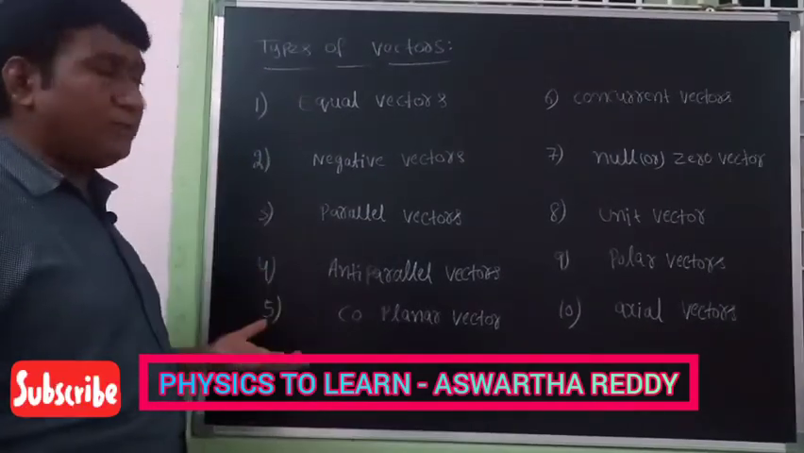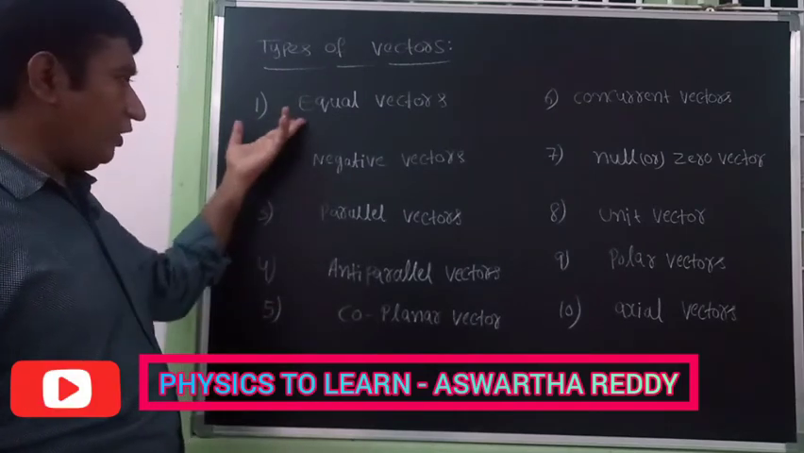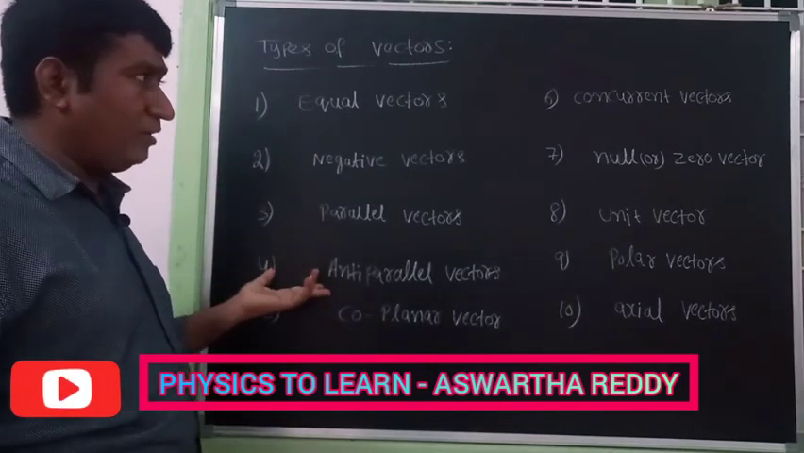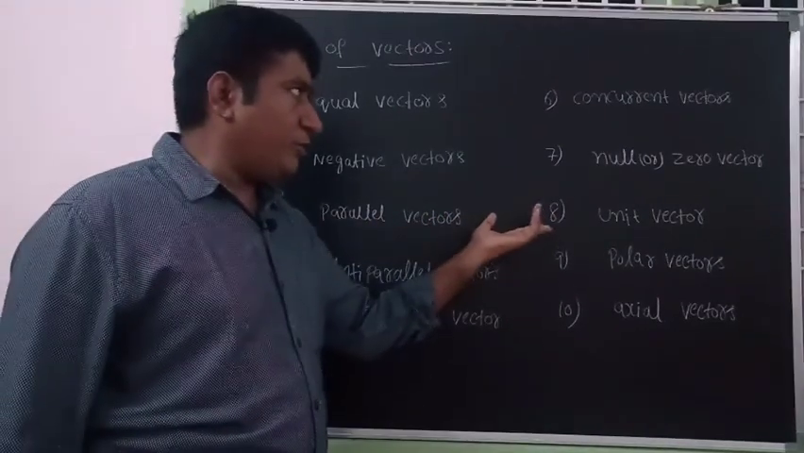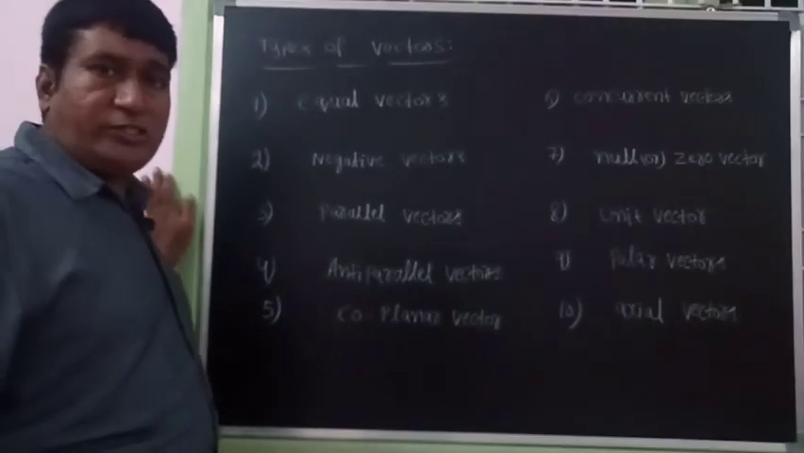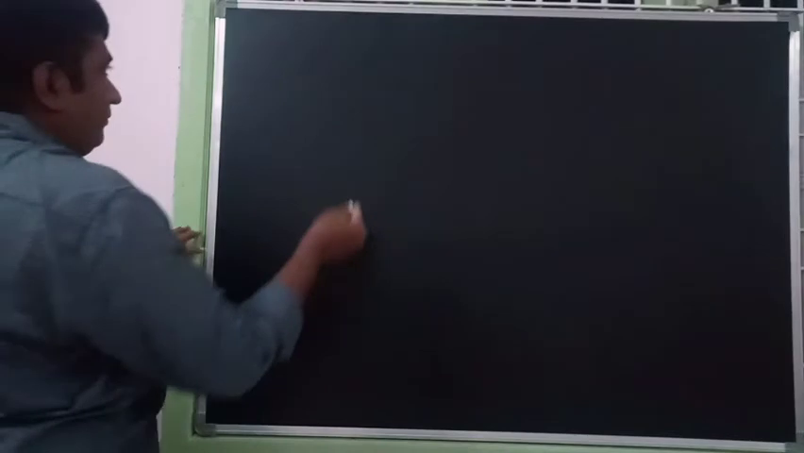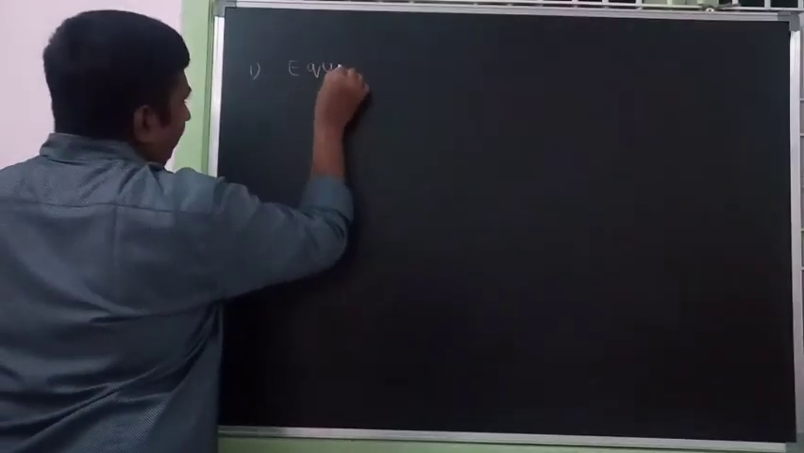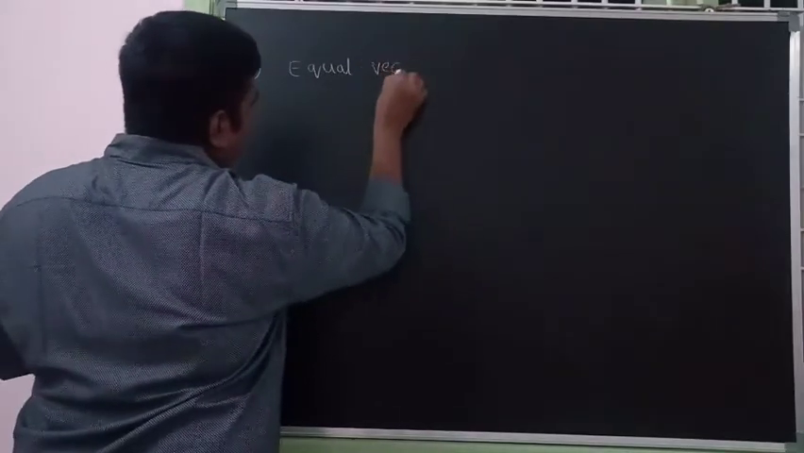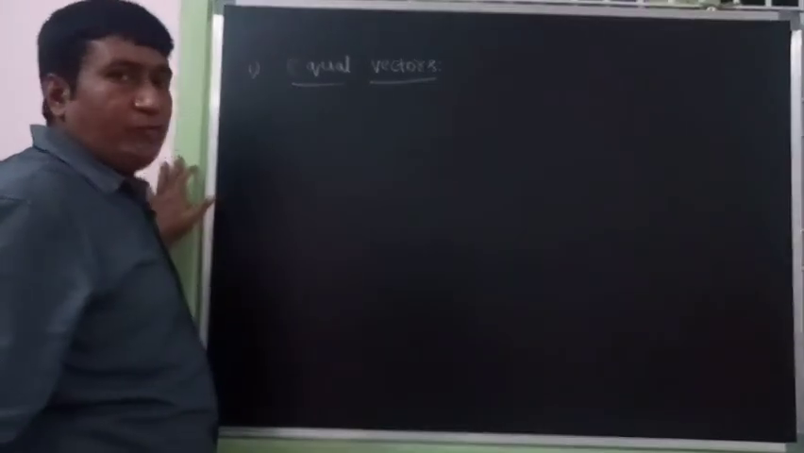These are very simple. In mathematics also we have learned many things: what is equal, negative, parallel, anti-parallel, unit, and null meaning zero. All these different types of vector quantities we are now going to discuss. The first one I can take is equal vectors. In the name itself they have given equal.